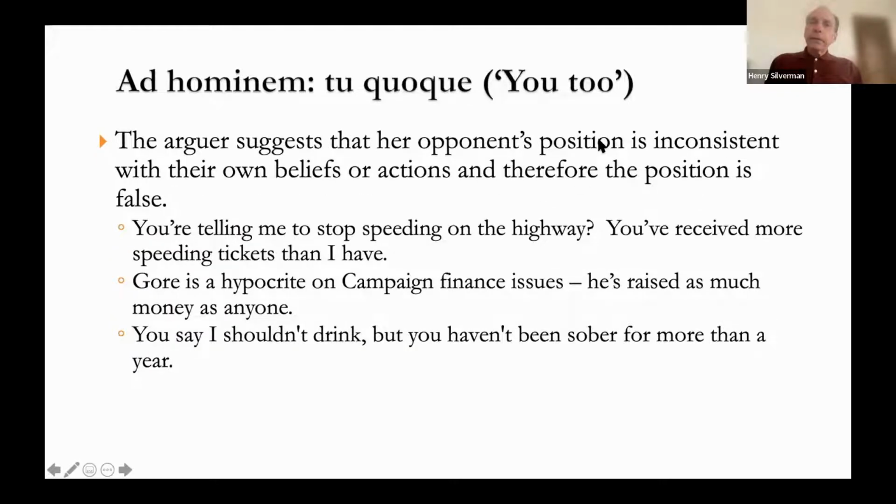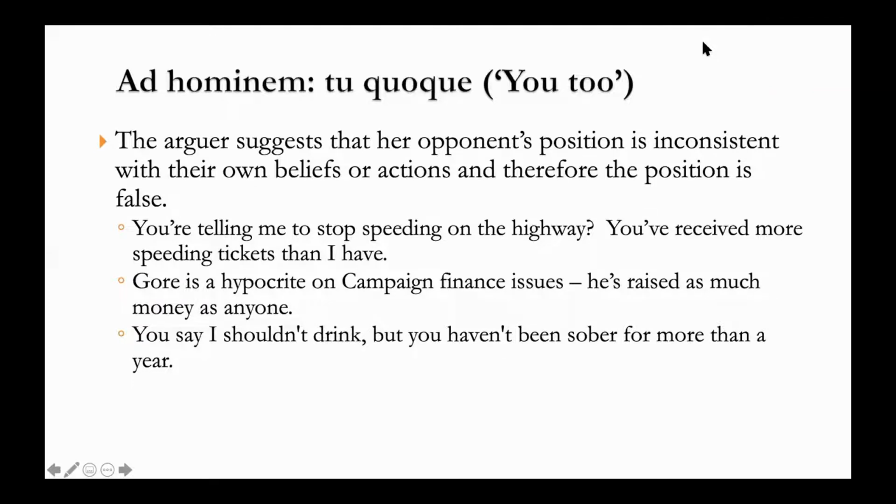And ad hominem tu quoque. Essentially, the arguer suggests that her opponent's position is inconsistent with their own beliefs or actions, and therefore the position is false. So, an example: you're telling me to stop speeding on the highway? You received more speeding tickets than I have. Or Al Gore is a hypocrite on campaign finance issues. He's raised as much money as anyone. You say I shouldn't drink, but you haven't been sober for more than a year.